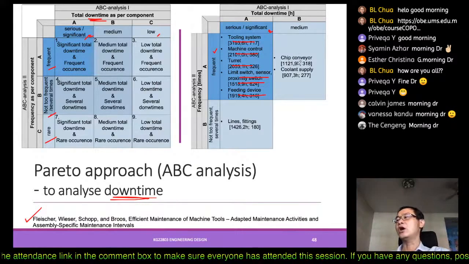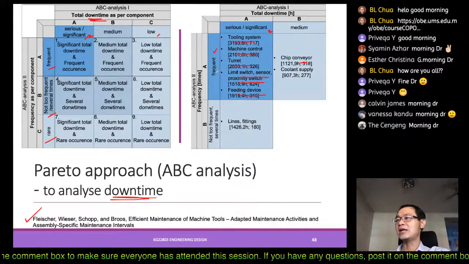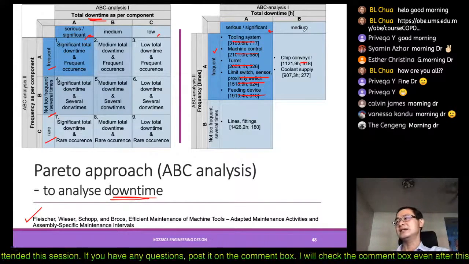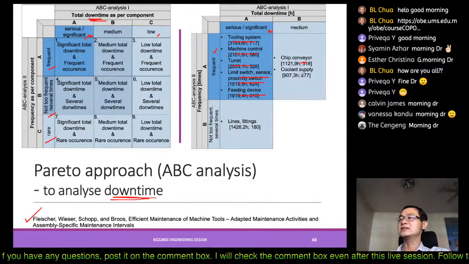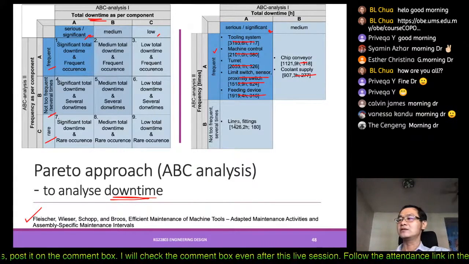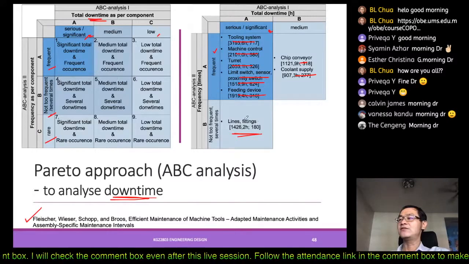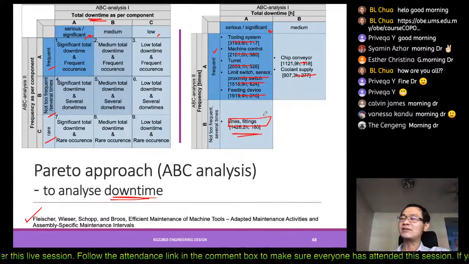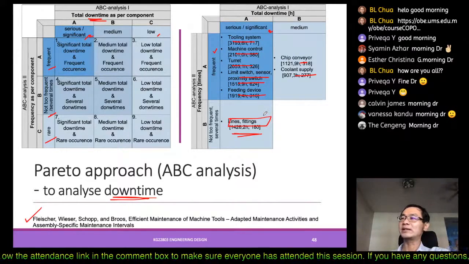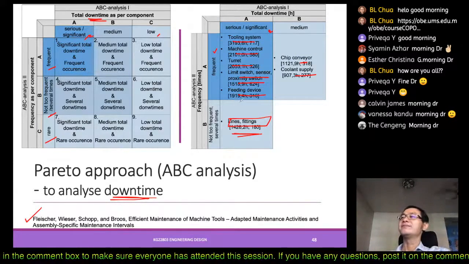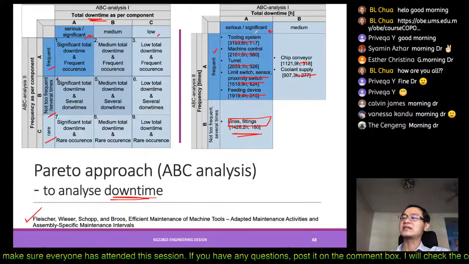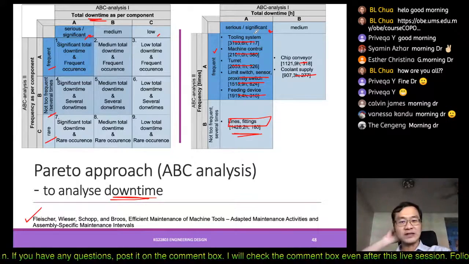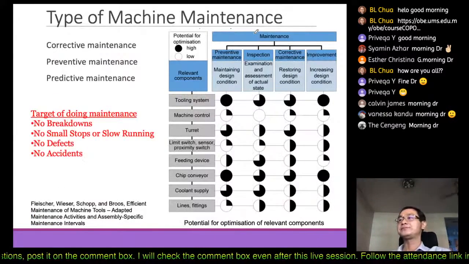And the other parts, like the conveyor, again very frequent, but the impact may be lesser. Coolant supply. And you can see that even the fitting and the line, which are very rare to break down, but when they break down, the impact will be significant. So you can see the overall breakdown impact.